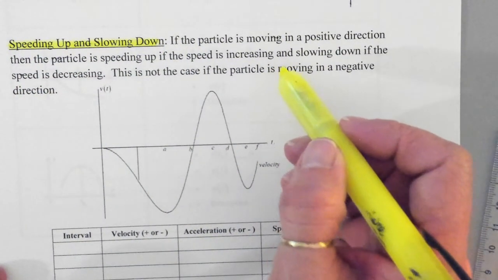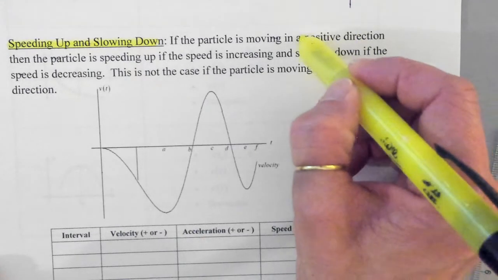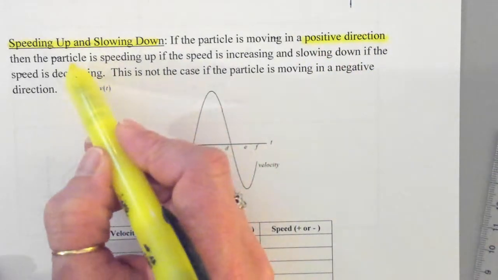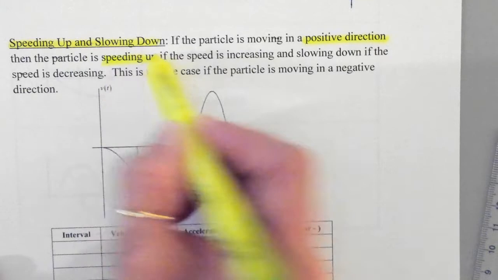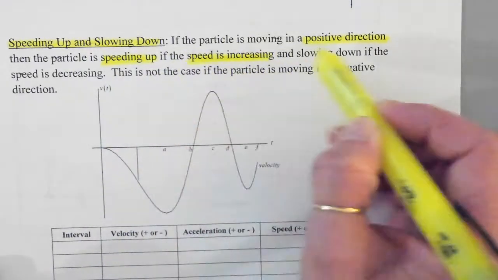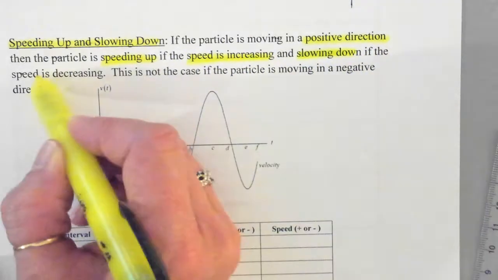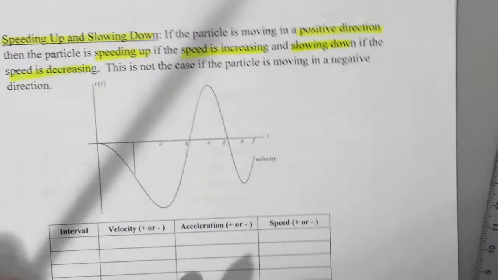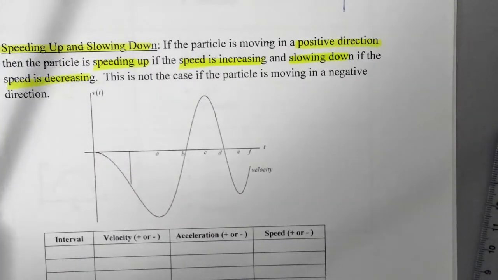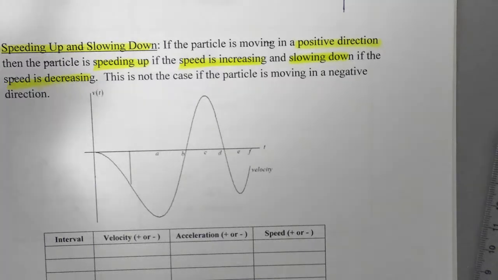What we're looking at is if we have a particle that is moving in a positive direction, a particle is considered to be speeding up if the speed is increasing and considered to be slowing down if the speed is decreasing. Well, that kind of sounds intuitive, right? But how do you determine that if you're given a function? So that's what I'm going to show you here.